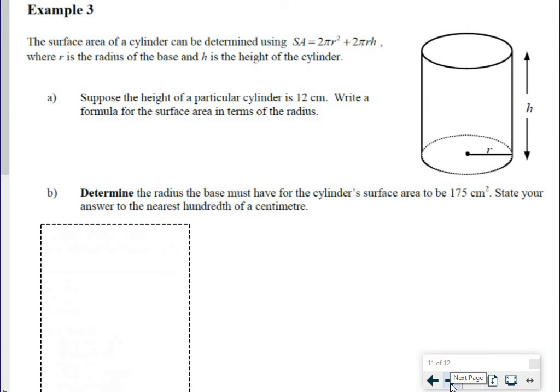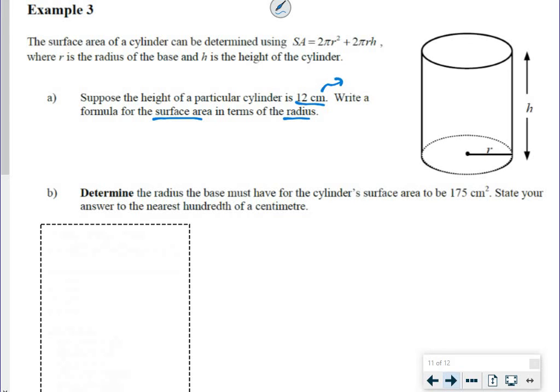Okay, next example. The surface area of a cylinder can be determined using 2 pi r squared plus 2 pi r h, where r is the radius of the base and h is the height of the cylinder. Suppose the height of a particular cylinder is 12 centimeters. Write a formula for the surface area in terms of the radius. So surface area in terms of the radius.